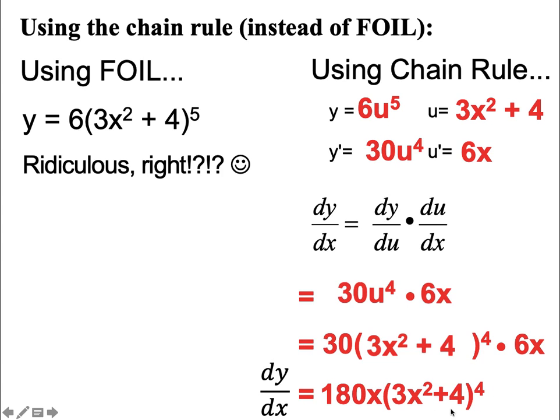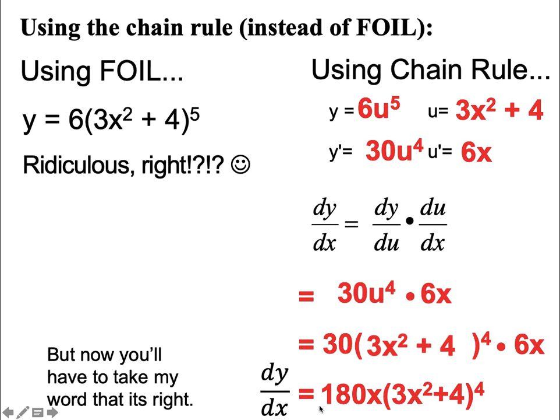We do not FOIL this out. That's the whole idea of the chain rule, is to save us time and so that we can avoid FOILing. So the only downside is that I have to take my word that this is in fact right. We're not going to FOIL it out and check it. That would take too much time.